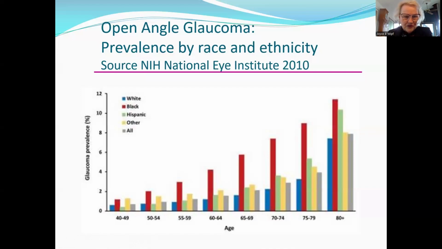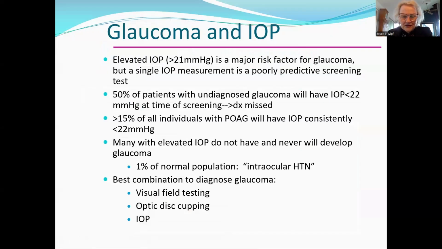You can study that more. I think I'll come back to that in one of the slides, where by the age of 70, Black individuals have a 2% risk of glaucoma. So elevated intraocular pressure, 21 millimeters, is a major risk factor for glaucoma, but a single intraocular measurement is a poorly predictive screening test. 50% of patients with undiagnosed glaucoma will have a pressure under 22 at the time of screening, and so the diagnosis would be missed if that's the sole screening source.